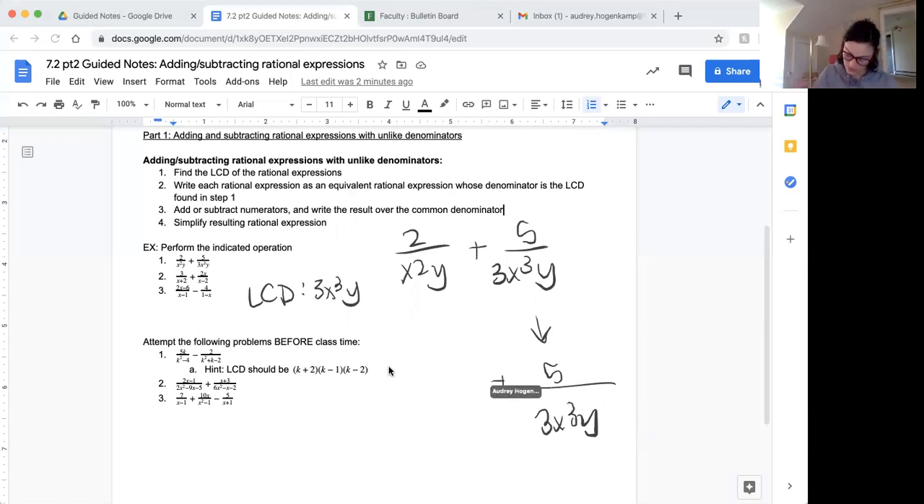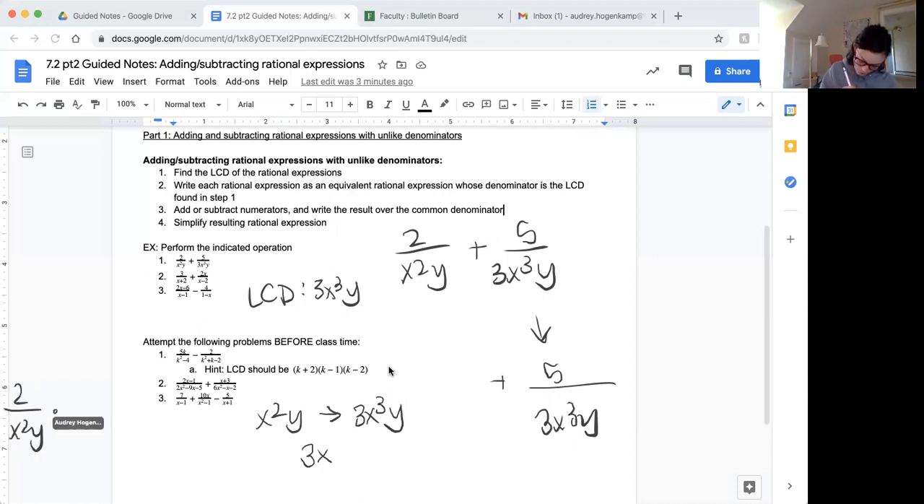Our 2 over here is over x squared y. So to get from x squared y to 3x cubed y, we are missing a 3 and we're missing an x. So that means that we need to multiply both our numerator and our denominator of 2 over x squared y times 3x over 3x. So the thing you're missing has to be multiplied by in the numerator and the denominator.